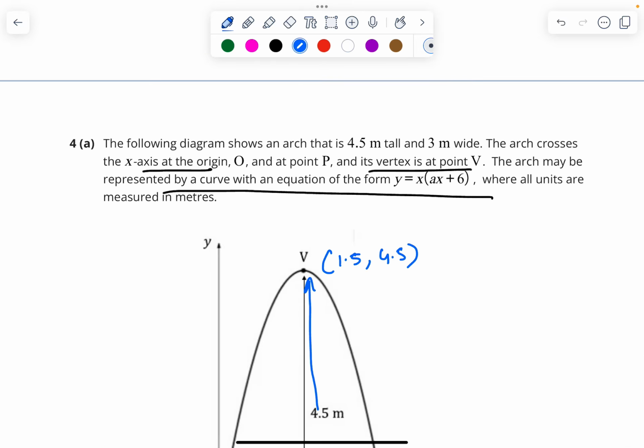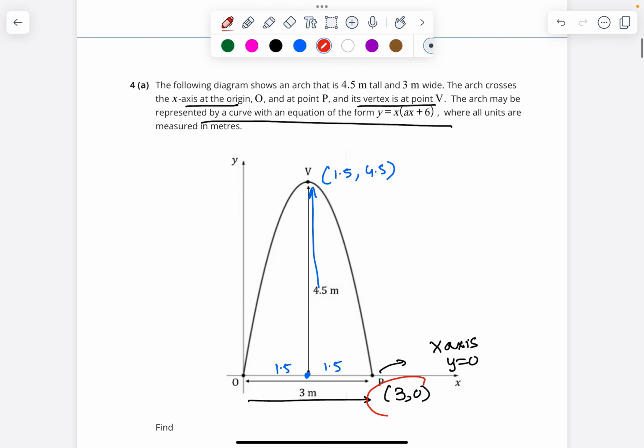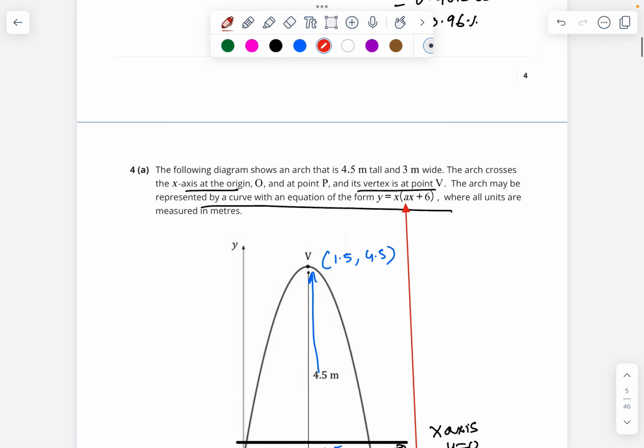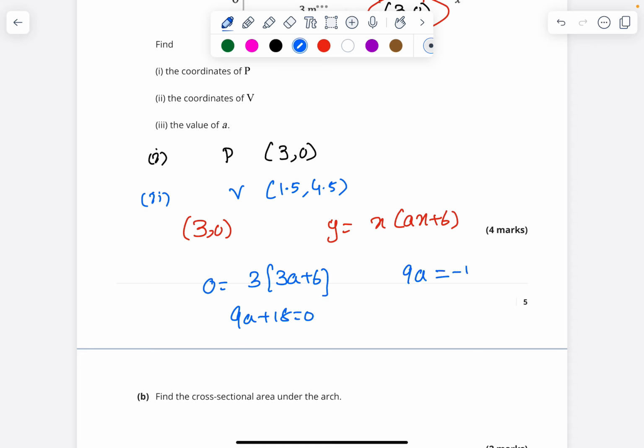And the value of a. Now we need to find the value of a. So we know that this (3, 0) lies on the curve. So therefore, with (3, 0), the equation of the curve is y = x(ax + 6). So 0 = 3(3a + 6). So what do I get out of it? 9a + 18 = 0. 9a = -18, a = -2.